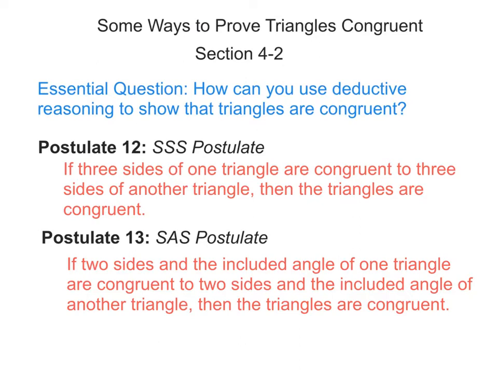Now, the key here is to understand what it means by the included angle. It's the angle made up of those 2 sides. So if you've got 2 sides of one triangle, they're obviously going to be adjacent, but the angle that we're talking about has to be the angle between those 2 sides, okay? It cannot be an angle opposite one or the other of the sides that we're talking about, okay? So hopefully you'll understand that. It's 2 sides and the angle between those 2 sides. It's the angle made up by those 2 sides. That's what we're talking about. And that's the reason it's SAS, why A is between the 2 S's.